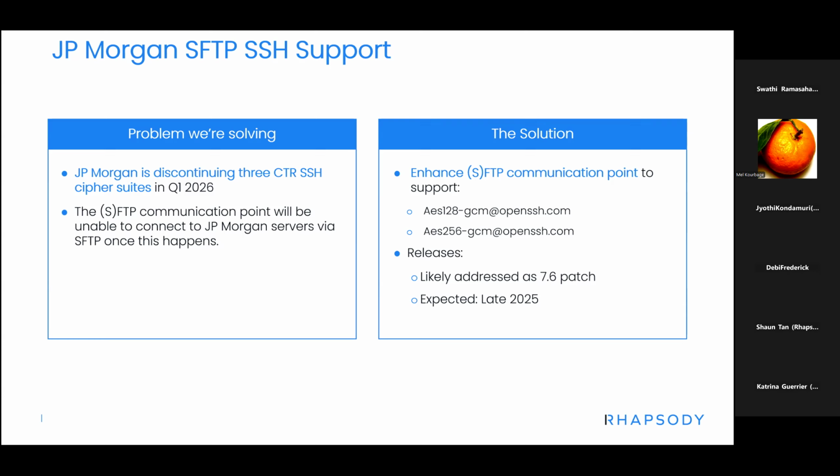If you are using SFTP COM points to connect to JP Morgan servers, then you will not be able to after the update. So Rhapsody will enhance the SFTP COM point. Our aim is to support 2 new cipher suites, the AES 128 GCM from OpenSSH and also the AES 256 GCM cipher suite. These will likely be released only as a patch for 7.6, so probably 7.6.1, and this is expected in late 2025.